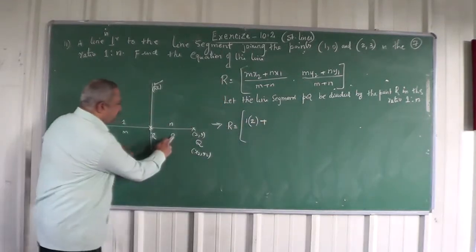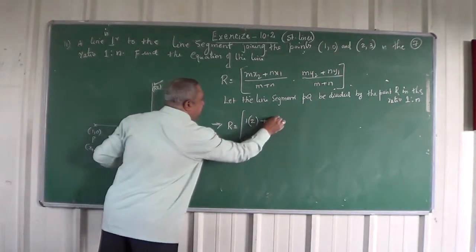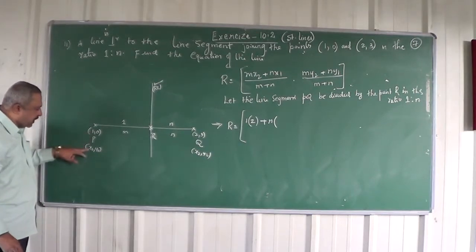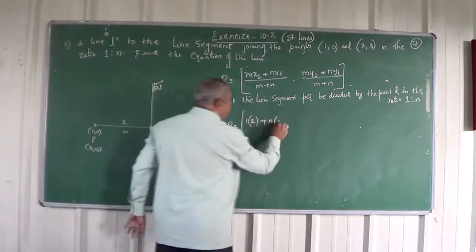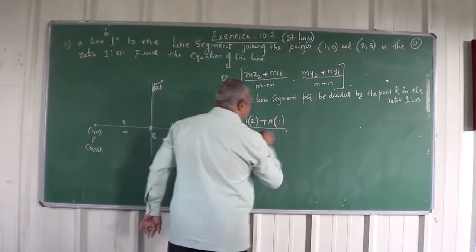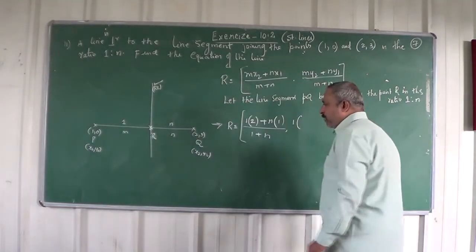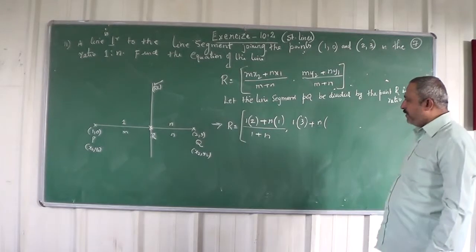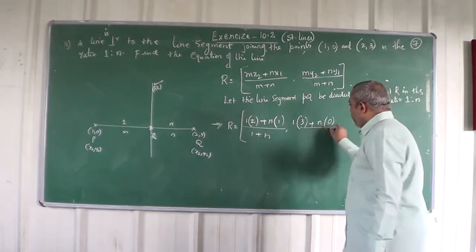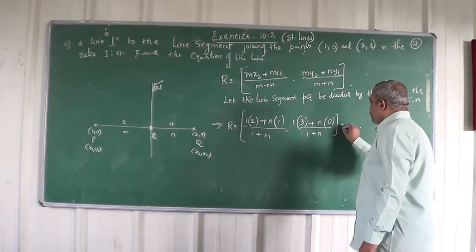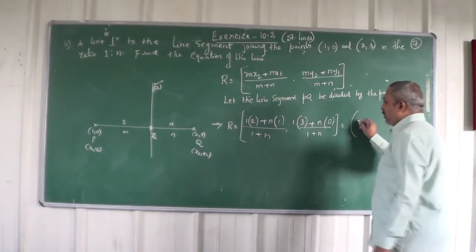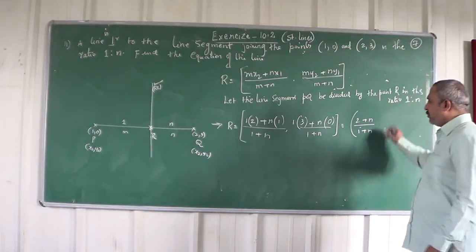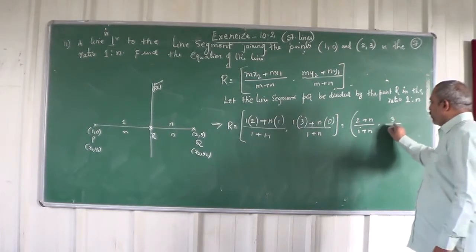Plus n. What is the value of n? N is n only. N into x1. What is the value of x1? 1. Can you see that? Divided by 1 plus n, comma, m into y2. M is 1. What is the value of y2? 3. Plus n is n only. What is the value of y1? 0. Divided by 1 plus n. So this is (2 plus n) by (1 plus n), comma, 3 by (1 plus n).